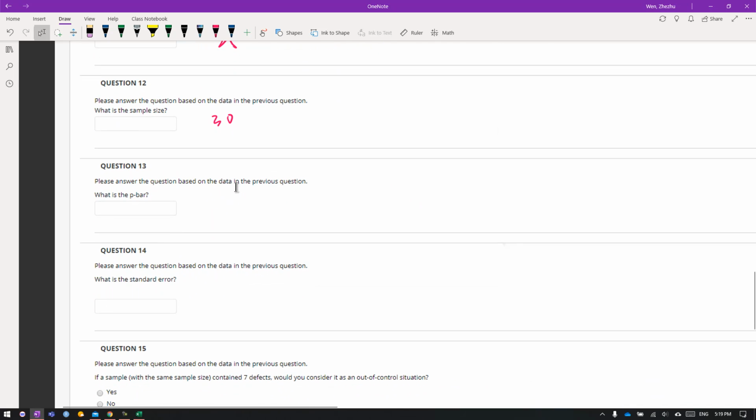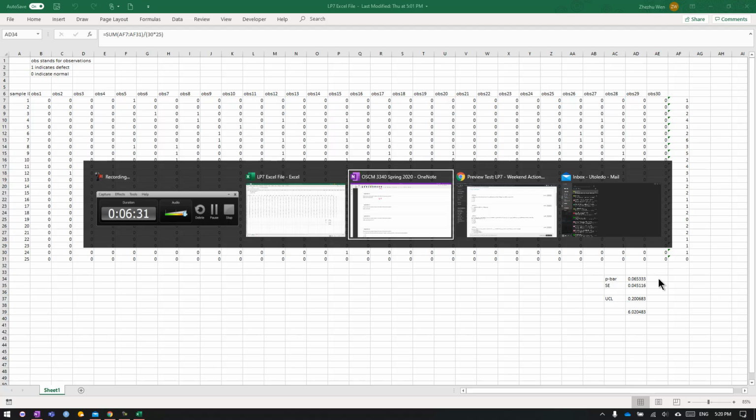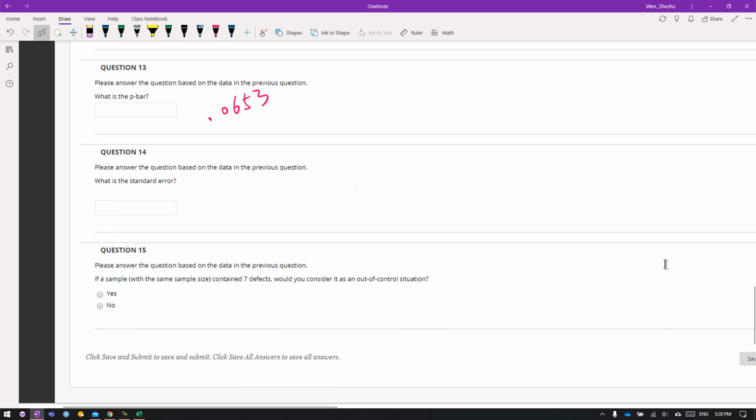We'll answer the question based on the data in the previous question. What is the p-bar? P-bar being the overall defects. So what you do is add them up, divided by 25 multiplied by 30. So I think this has the answer here. If you look at here, sum them up, divided by 30 multiplied by 25, that gives you 0.0653. What is the standard error?